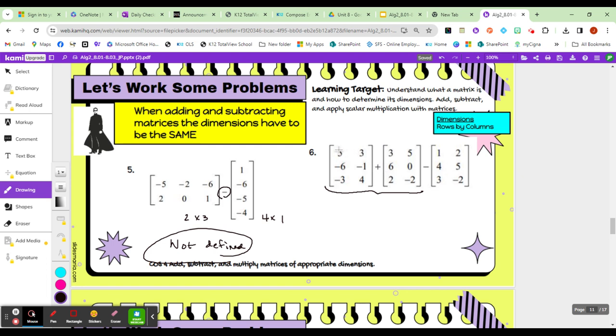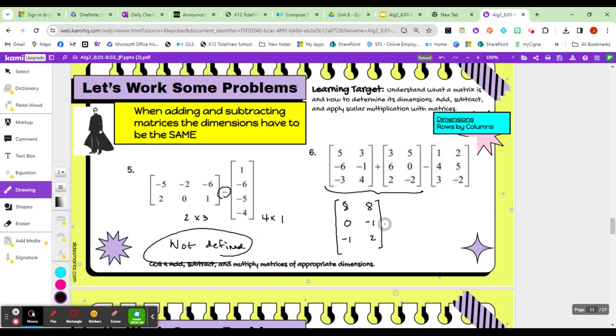So we're adding. So 5 plus 3 is 8. 3 plus 5 is 8. -6 plus 6 is 0. -1 plus 0 is -1. -3 plus 2 is -1. 4 plus -2 is 2. So that's what you would get when you would add the first 2 matrices. I'm just going to double check to make sure I didn't make a careless mistake.